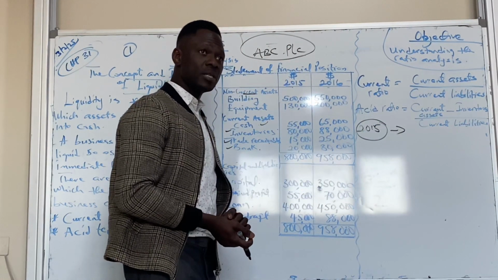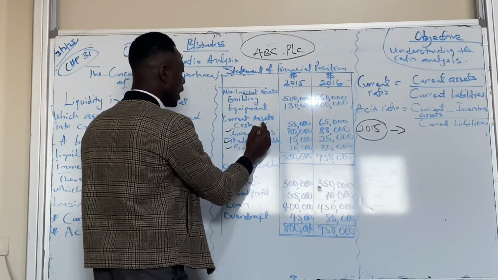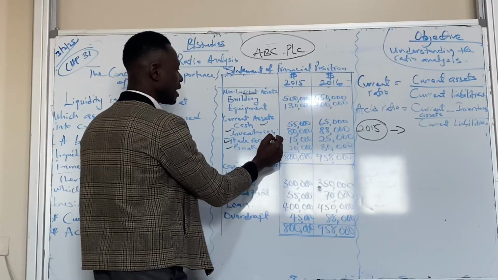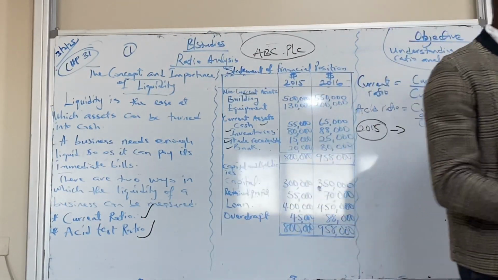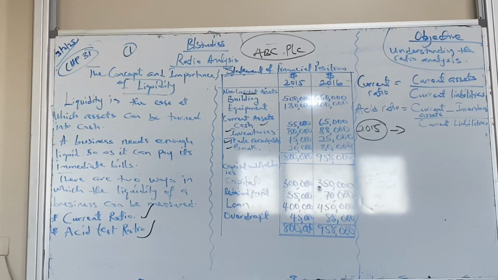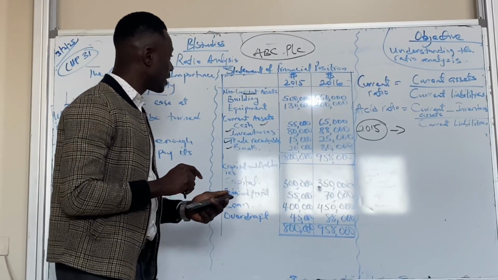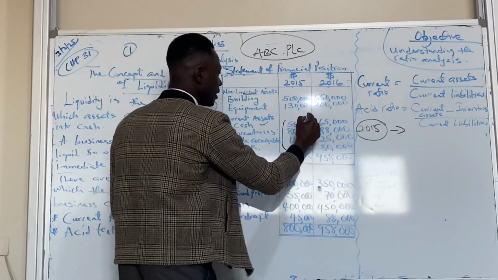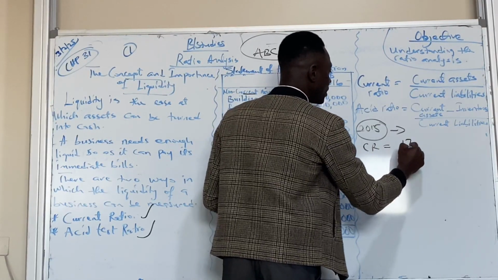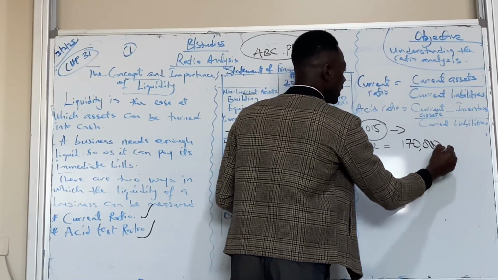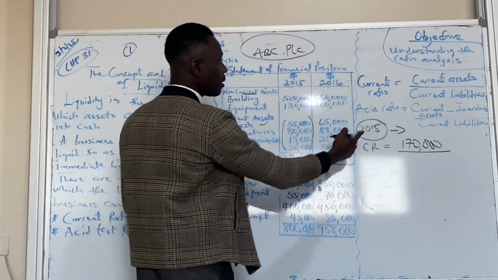Are you with me, please? So for the 2015 current ratio, we have cash, inventory, trade receivables, and bank, right? So please use your calculator. The total is 170,000. So we have the current ratio for 2015 as 170,000 divided by the total of current liabilities.